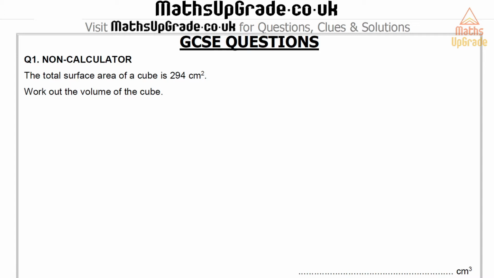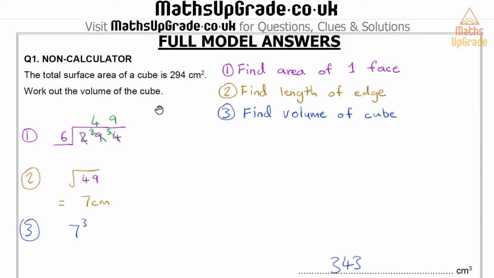So the first question gives us the surface area of a cube as 294 centimeters squared. And we're asked to find the volume of the cube. The way I'm going to do that is we're going to find the area of one face of that cube. Then we're going to find the length of the edge. And then we can find the volume of that cube. So let's do that now.